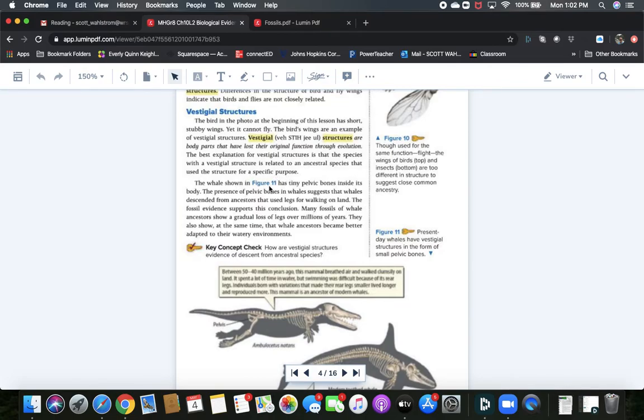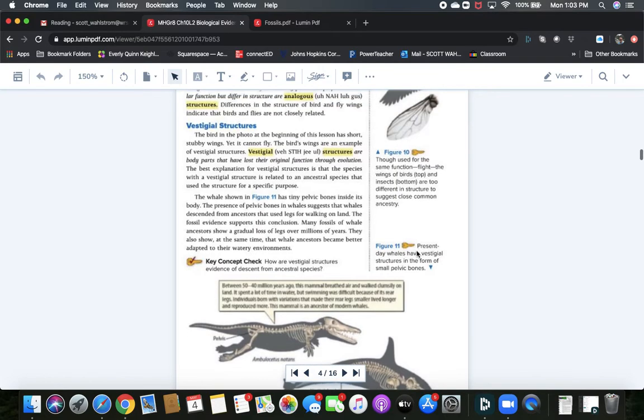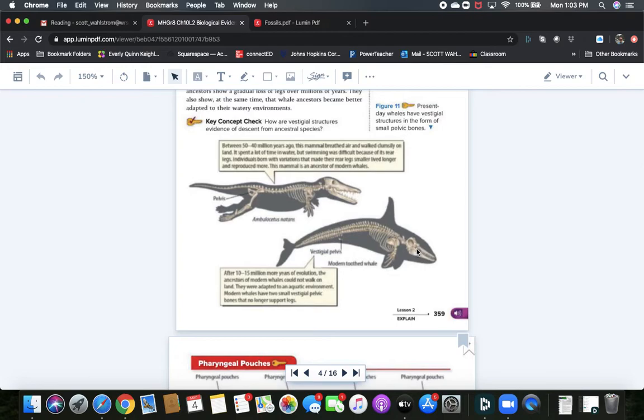The whale shown in figure 11 has tiny pelvic bones inside its body. The presence of pelvic bones in whales suggests that whales descended from ancestors that used legs for walking on land. The fossil evidence supports this conclusion. Many fossils of whale ancestors show a gradual loss of legs over millions of years. They also show at the same time that the whale ancestors became better adapted to their watery environments. Figure 11. Present-day whales have vestigial structures in the form of small pelvic bones.